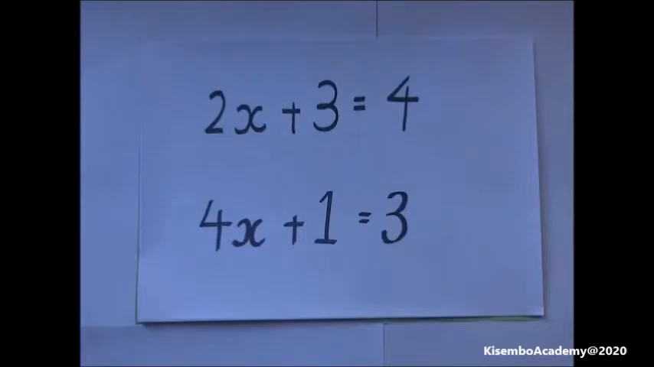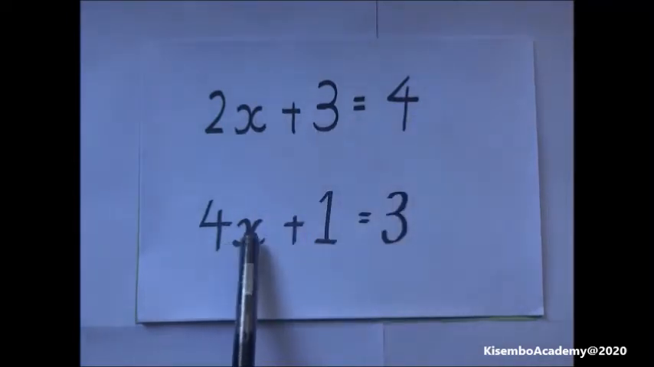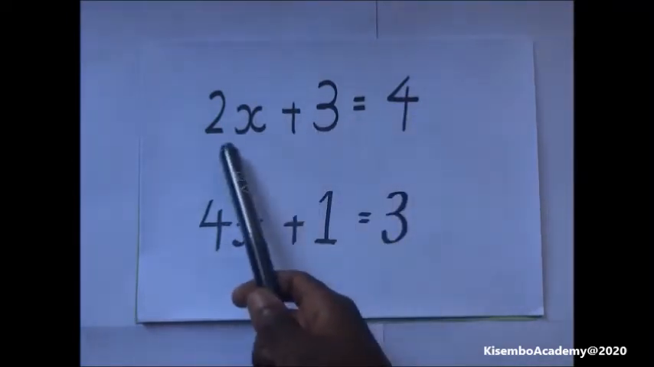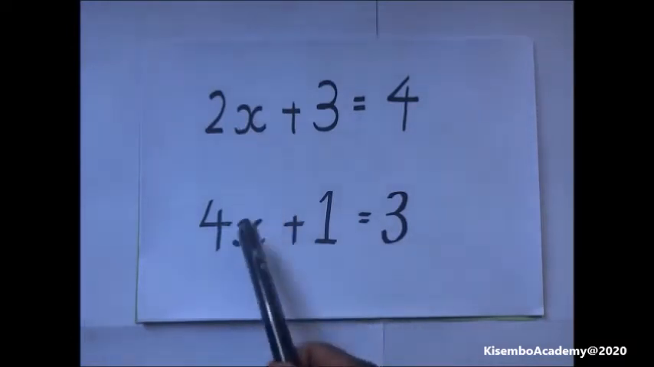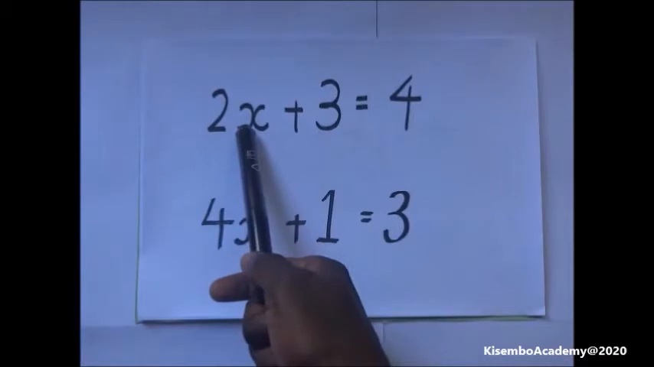Previously, we've been dealing with algebraic expressions that only have one unknown. For example, we have this expression 2x plus 3 is equal to 4. We have an expression of 4x plus 1 is equal to 3. All these algebraic expressions just have x as the unknown. So this is an algebraic expression with one term as an unknown, a variable x.